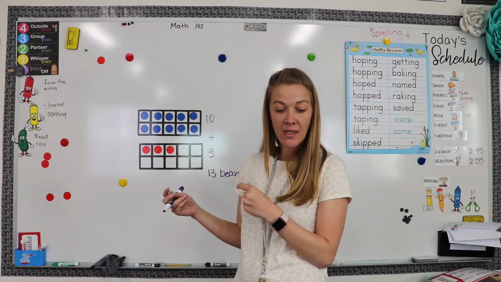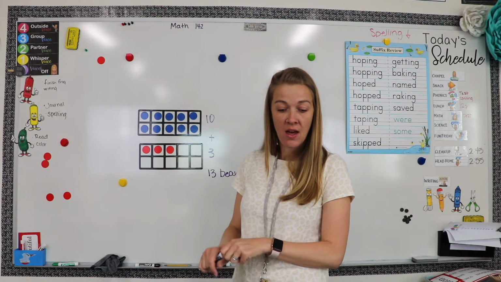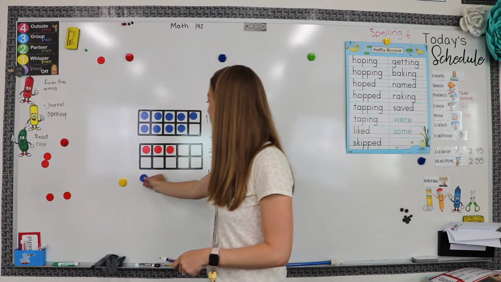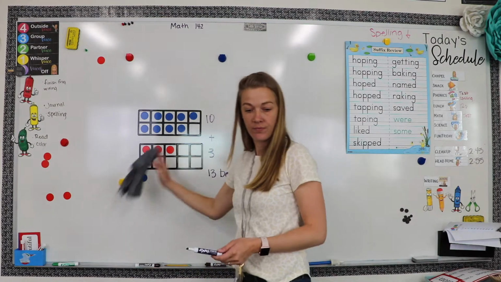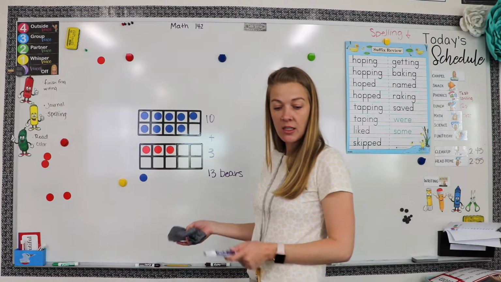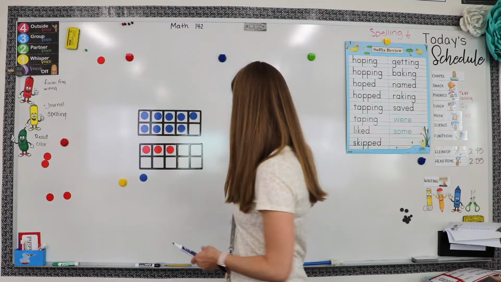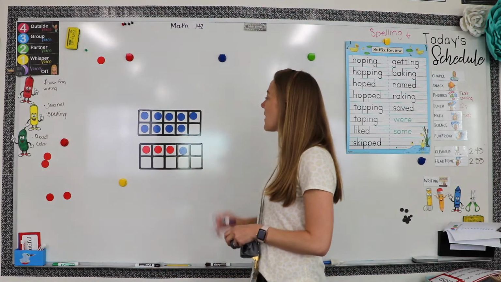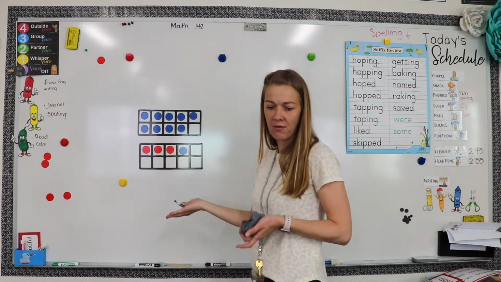Now, move 1 bear from the top frame to a 4th space on the bottom frame. So let's say I did that. Now, did we add or subtract any bears from 13? This is kind of tricky. Did we add or subtract any bears? No, we just moved bears around, right?